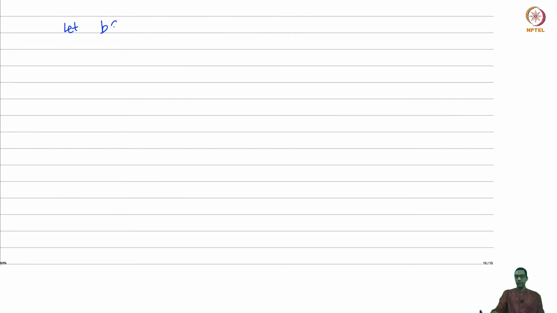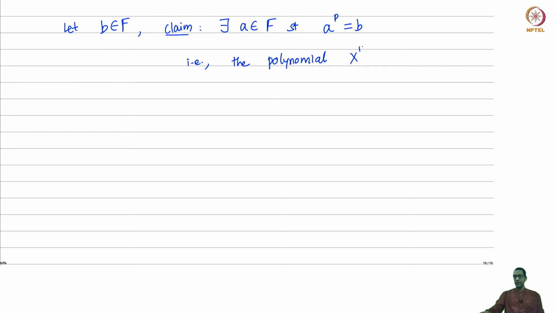Take any element of F, let B in F. The claim is that there exists an element A in F such that A power P will give me this element B. Okay, let's rephrase it as follows. This is the same as saying that, let's look at the polynomial x power P minus B. It's a polynomial with coefficients in the field F. This polynomial has a root in F. Right, that's exactly what this element A would be. It would be a root of this polynomial.